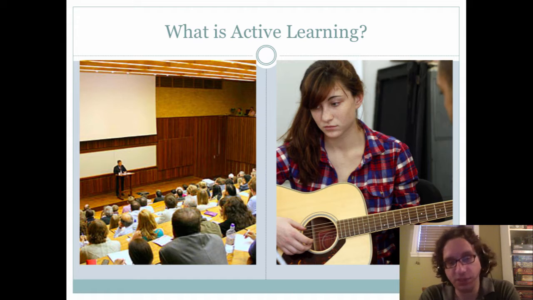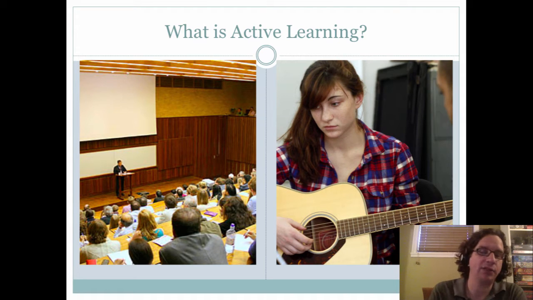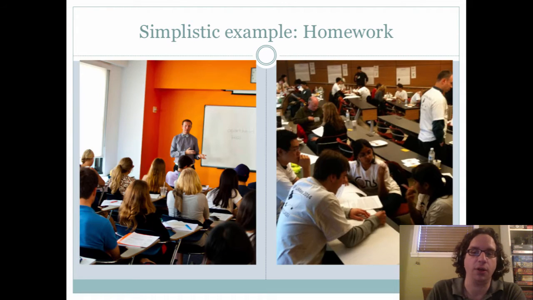What is the opposite of active learning? What's called passive learning, and it's what you see on the left. It's a lecture, a very traditional university lecture with university students sitting there and just taking notes, not engaged in any discussions or doing anything. They're just listening to the teacher. So that's a stereotype of what active learning and passive learning are.